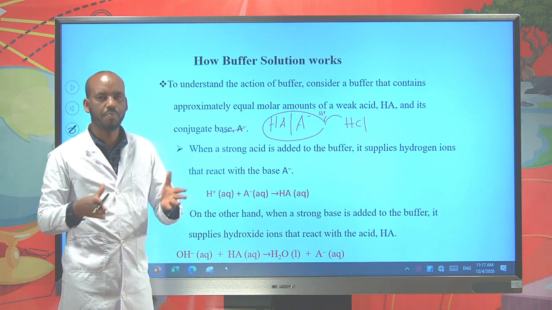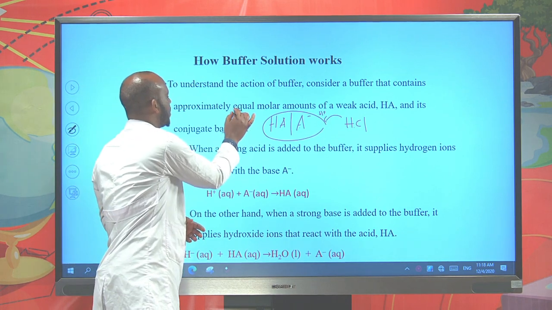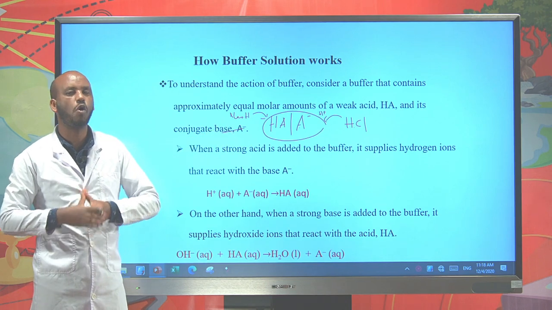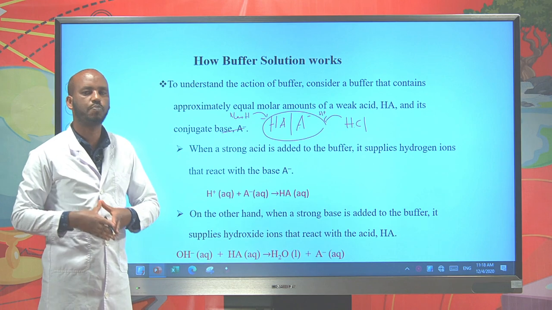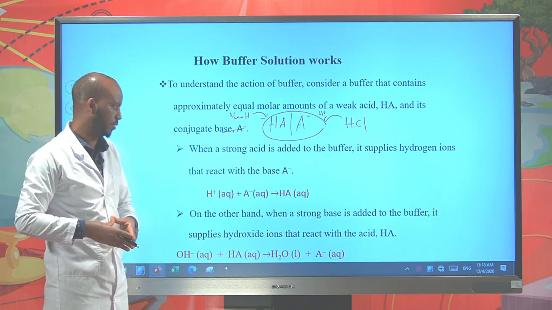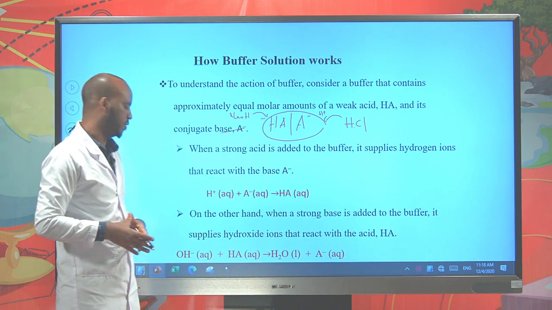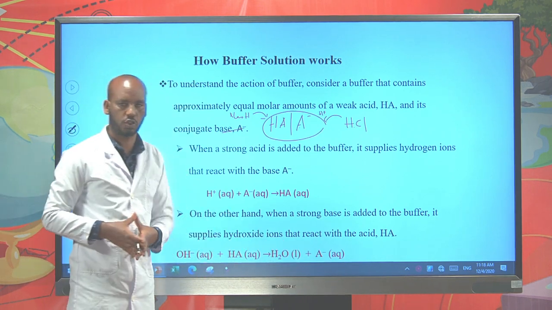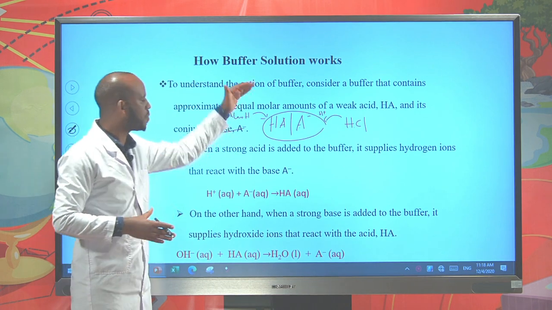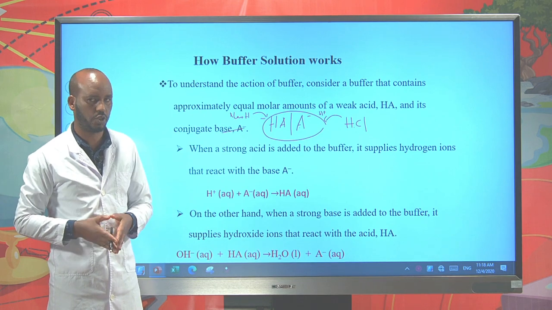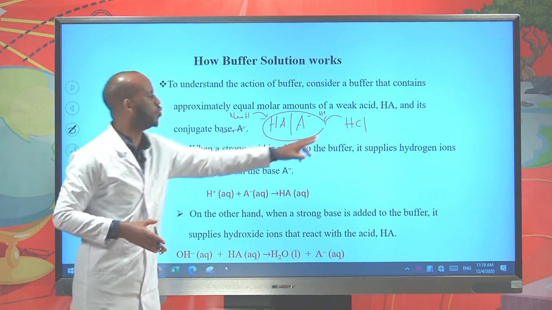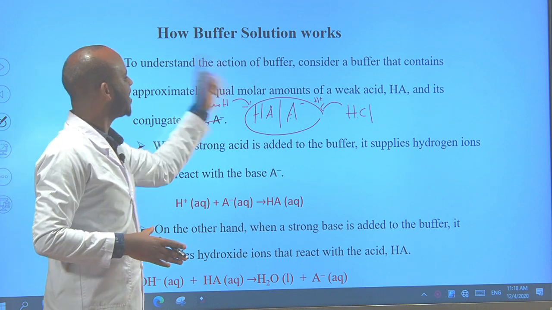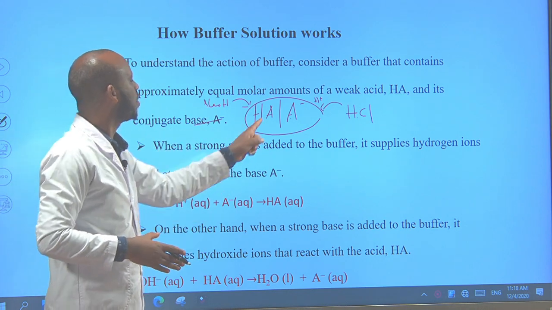On the other hand, when a strong base such as sodium hydroxide is added to this buffer solution, the added sodium hydroxide supplies OH minus. Sodium plus, the spectator ion, has no effect on the pH of the solution. Therefore, the added base reacts with the acid, you see? OH minus reacts with HM to form water and A minus. Through this process, the buffer solution resists change in pH. When an acid is added to a buffer solution, the acid reacts with the base. When a base is added to a buffer solution, the added base reacts with an acid.